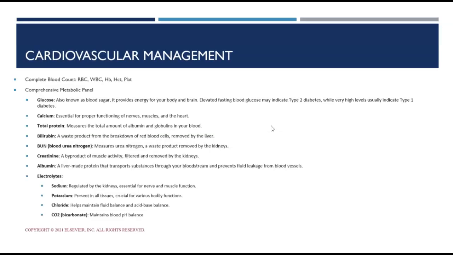Cardiovascular management. Typically, these patients get followed up with some blood work. So typically, we're going to get a complete blood count, which is going to give us a red blood cell count, which tells us how well our red blood cells carry oxygen. Our hemoglobin is included in our red blood cells. So we need red blood cells and hemoglobin and hematocrit levels to know my patient's oxygen carrying capacity. My white blood cells tell me about infections. My platelets are my clotting factor. So a CBC is always really important.